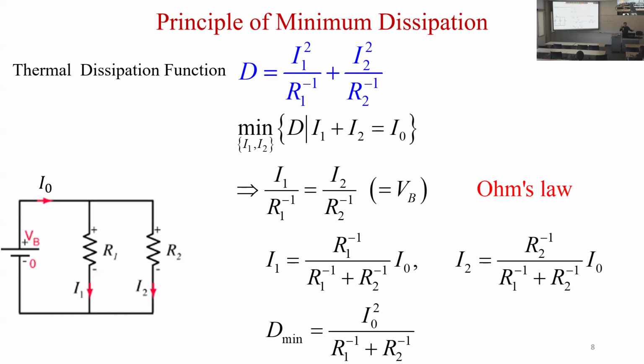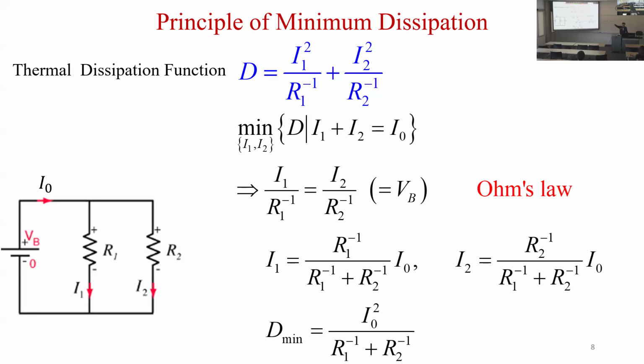I know Ohm's law: if I know the voltage and the impedance, I can calculate the current. It's so simple. But now I use the principle of minimum dissipation to get that result. So we formulate the thermal dissipation. When current goes through a resistor, it produces heat, right? The amount of heat is equal to the current squared times the impedance. That's the so-called total dissipation produced by the two resistors. Now I know the total current and want to find the individual currents. So I can minimize the dissipation function given that the total current is fixed.